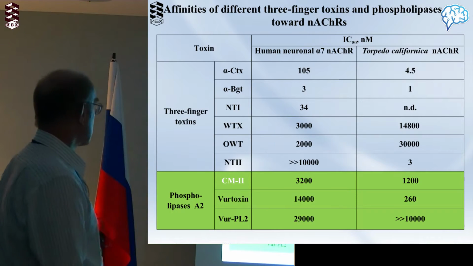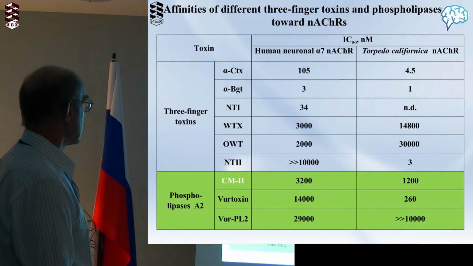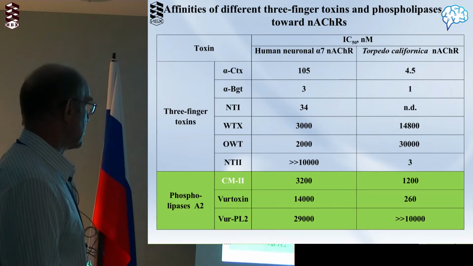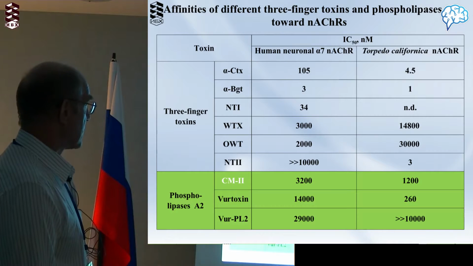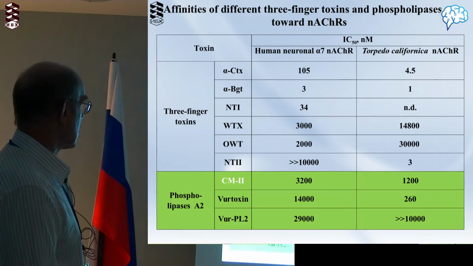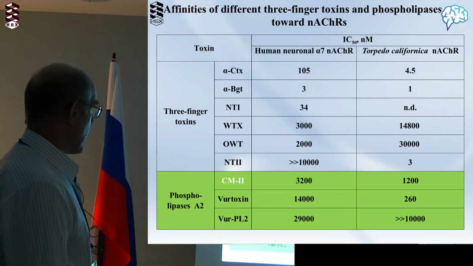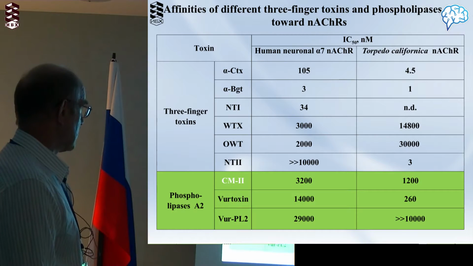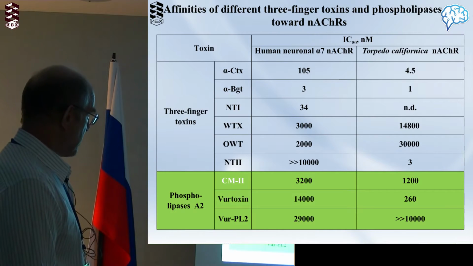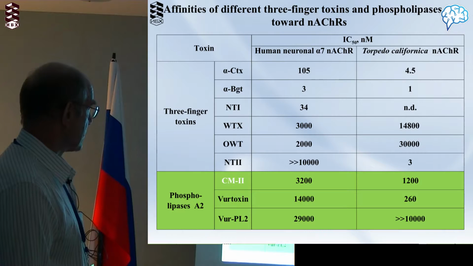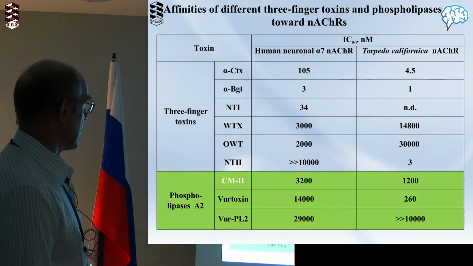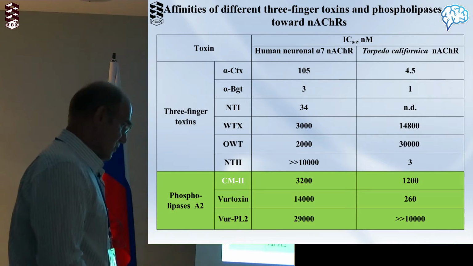When compared to the classical, so-called classical three-finger toxin, the activity of phospholipases is a little bit lower, but nevertheless it's quite comparable to the activities of lead toxins. For example, phospholipase found in the Vipera rossini venom possesses activity on the torpedo receptor which is higher than the activity of non-conventional toxins.